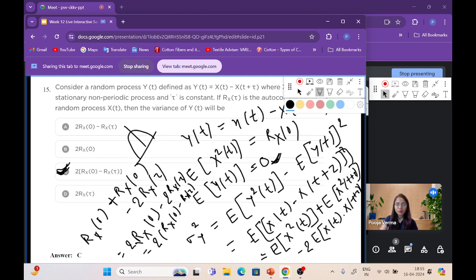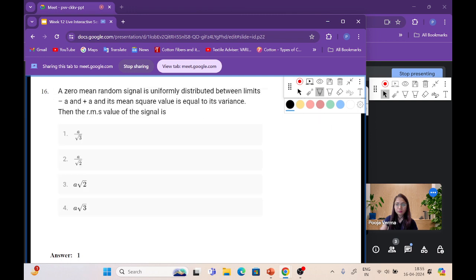Okay, so moving to the next question. The next question is: a zero mean random signal is uniformly distributed between limits minus a to plus a, and its mean square value is equal to its variance. Then the RMS value of the signal is? We need to find out the RMS value, root mean square value of that signal.